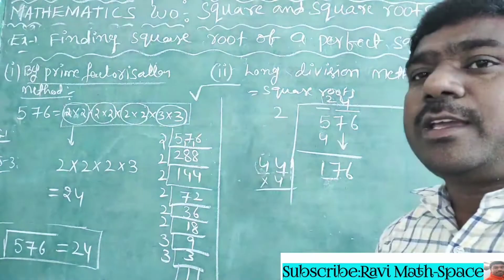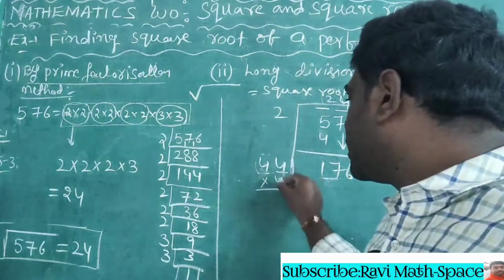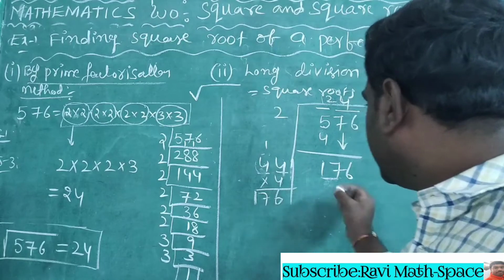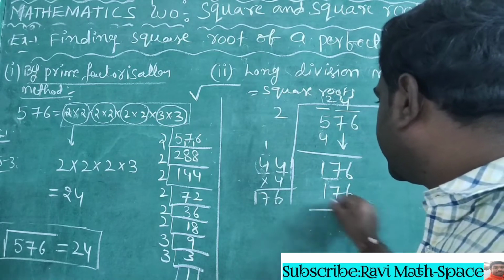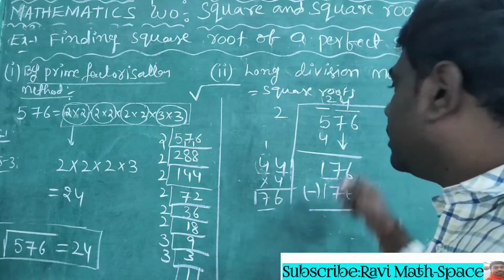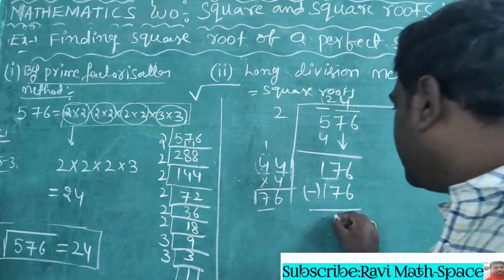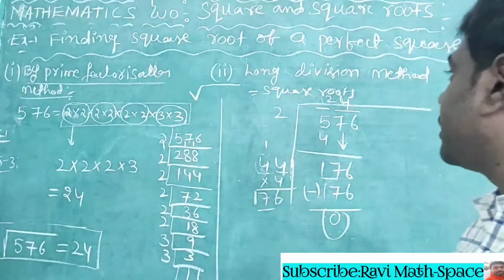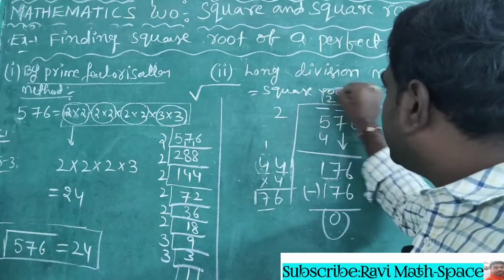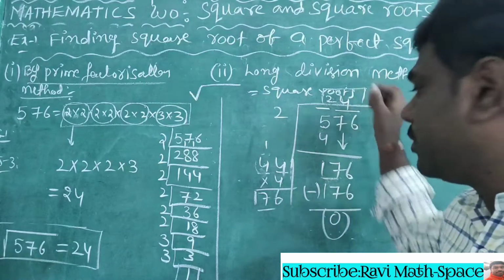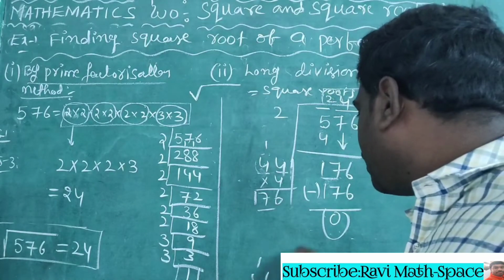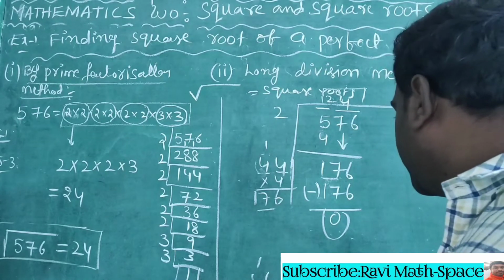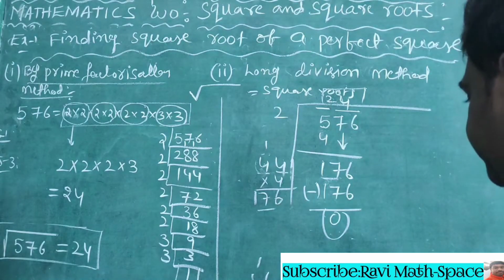How much answer did we get here? So 4 fours are 16, 1 carry, 4 ones are 4, plus 1 carry is 176. So we are going to get 176. Now this product we have to subtract from the new dividend, and we get 0. Now stop the process. Now what did we get in the quotient? 24. Therefore the square root of 576 is equal to 24.